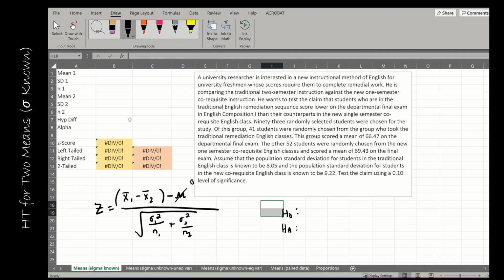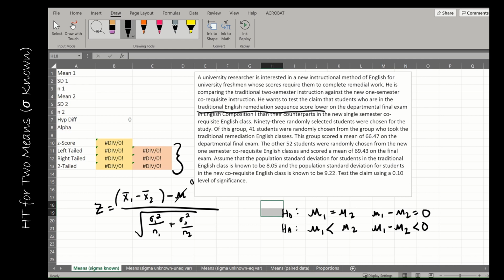Now, when we did this for one sample, we looked at mu being equal to something and then mu being greater than or less than or equal to something. Now in this case, we're actually looking at mu1 being equal to mu2, and the alternative is that one of them is greater or less than the other. So in this case, because he wants to test the claim that the students who are in the traditional English remediation score lower, and traditional is our first sample, I'm going to make that a less than. And again, that's going to be super important for which one of these I'm choosing, left-tailed, right-tailed, or two-tailed. So this is considered a left-tailed test. Now, I want to point out that you might also see this written as mu1 minus mu2 is less than 0. Those mean the same thing.